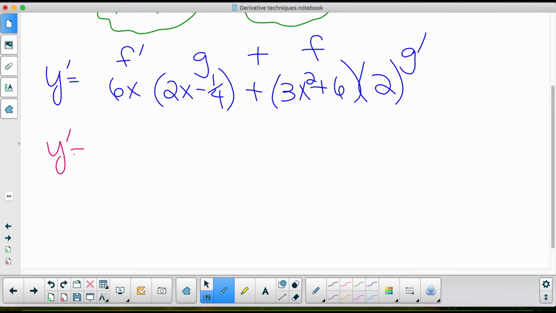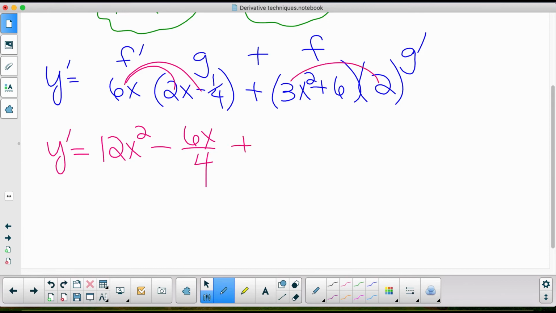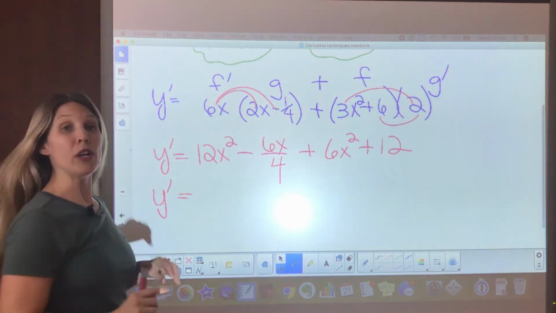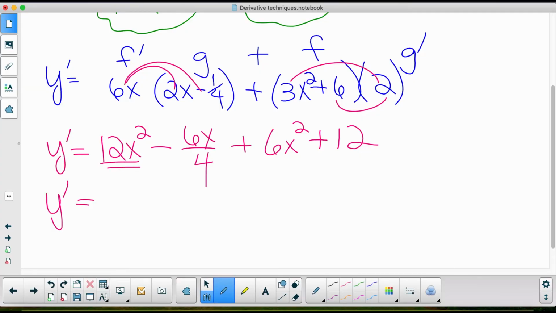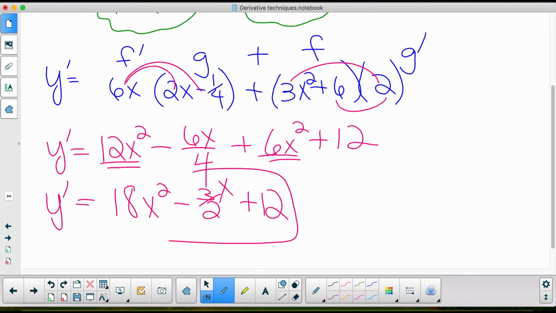So y prime equals, there I have 12x squared minus 6x over 4. I'm going to go through and reduce all at the end. Plus 6x squared plus 12. When you write your answer, you want to start with your highest exponent number first. So we've got a 12x squared and a 6x squared, so 18x squared minus, this reduces to 3/2 x plus 12. Here is your derivative.